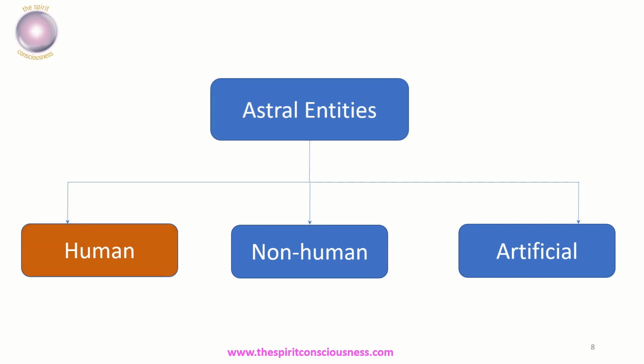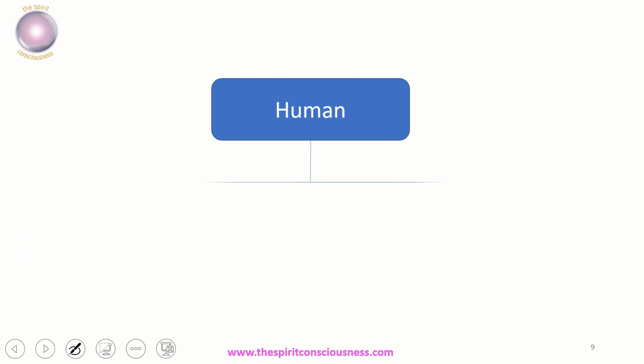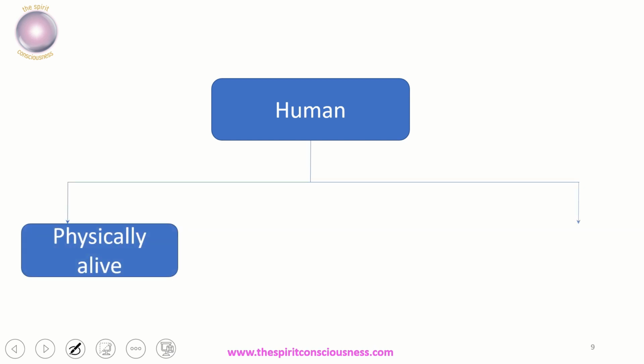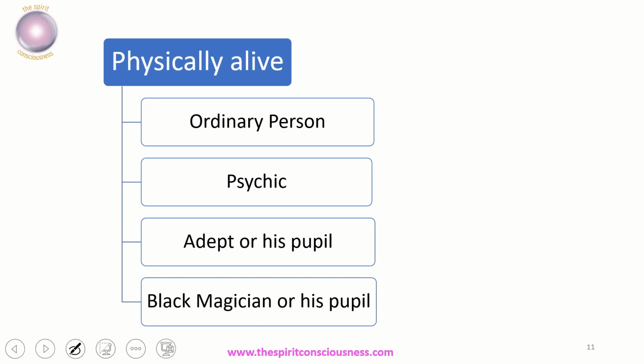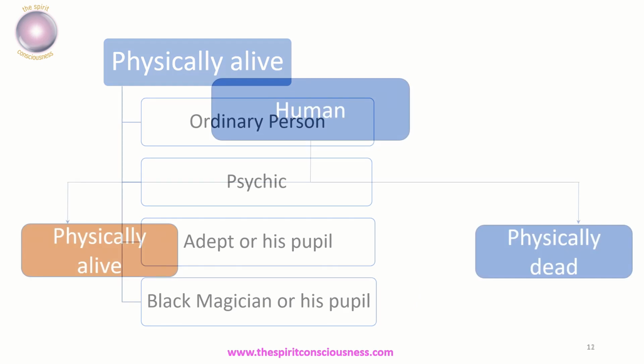Within the human astral entities, you have those that are physically alive and those that are physically dead. Within the physically alive ones, you have the ordinary person, who is actually asleep, it's a sleeping body, and the astral entity is out there. You may have a psychic, you have an adept or his pupil, or you'll have a black magician or his pupil. So you will learn a little more about each of these classes in the coming video sessions.